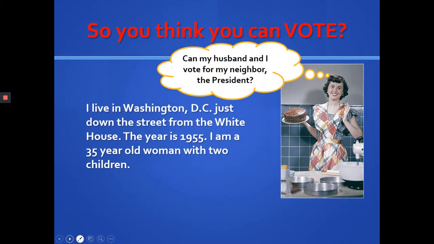So we'll make another inference based off of that information. This woman lives in Washington, D.C., just down the street from the White House. The year is 1955. She is a 35-year-old woman with 2 children. So given everything we know, pause the video and make an inference. Can this woman vote?